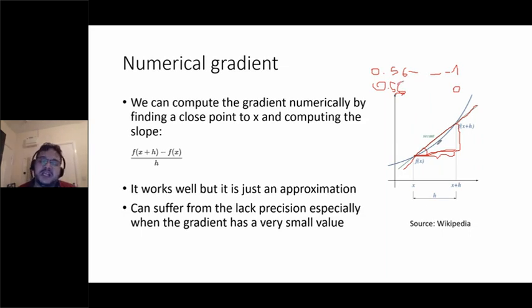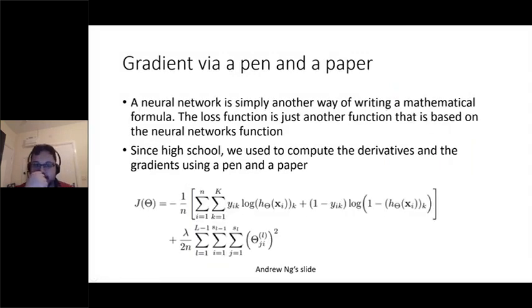But it is very general. We can compute it for any function very easily. We don't need the derivatives or anything. But it lacks precision. And we have the mathematical gradient. The mathematical gradient, like we said last time, is the derivative that you compute mathematically. You used to do it in high school, with a pen and paper.